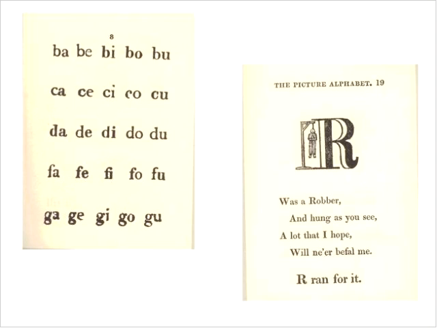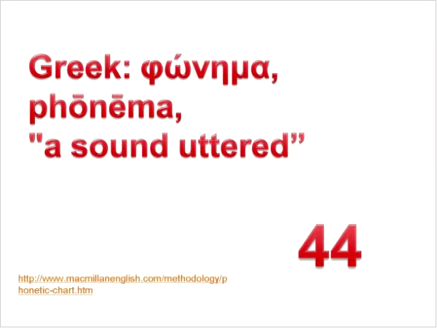And then on the right, we've got a different picture that just made me laugh. R was a robber and hung, as you see, a lot that I hope will ne'er before me, and R ran for it, or as we would say now. Anyway, that was just a little historical guideline, but it's interesting to see how, in fact, it's not all quite so bad as you might have thought.